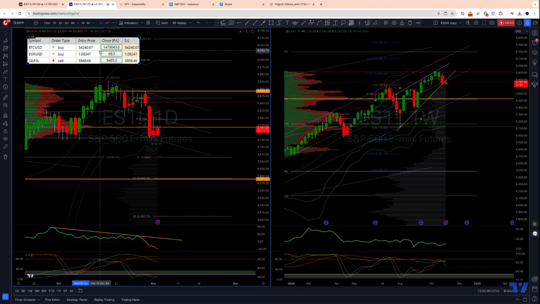Just in the top left-hand corner here, you'll see my current positions. I've trimmed the book down over the past week or so, so I'm only holding a long Bitcoin. I've got a long euro in play, and I'm still short the S&P from last week, and I've locked in about 40 points of profit on that.